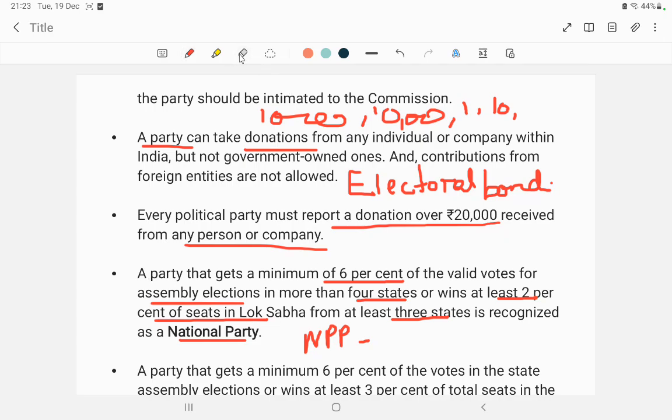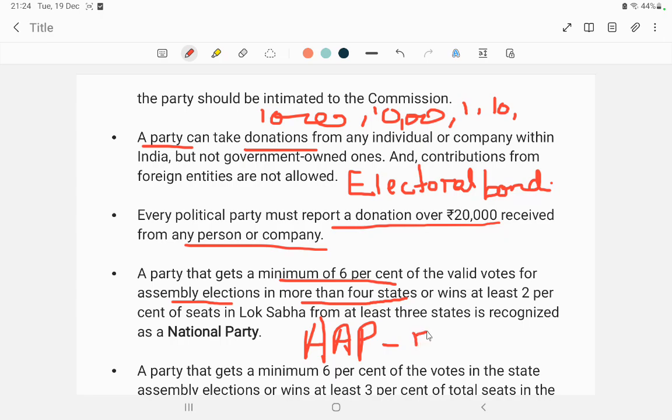For example, take the recently declared national party, the Aam Aadmi Party, Arvind Kejriwal's party. So let us look at an example. How does a party get national party status? A party gets a minimum of 6% of valid votes from assembly elections in not more than 4 states. So the Aam Aadmi Party has 6% in state elections in at least not more than 4 states.